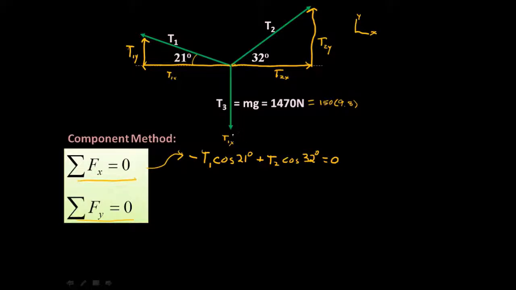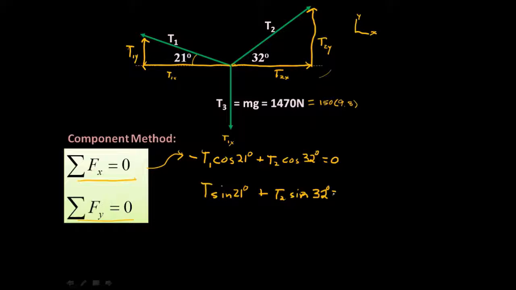So let's do the same thing in the y direction. T1y, let's see, that's a positive force. Note the arrowhead. Note the positive y direction is right up here. And so that's going to be T1 times the sine of 21 degrees plus, what's this one going to be? If you want to, you can pause the video and try it on your own. I will tell you what it is, however. It's going to be T2 times the sine of 32 degrees.